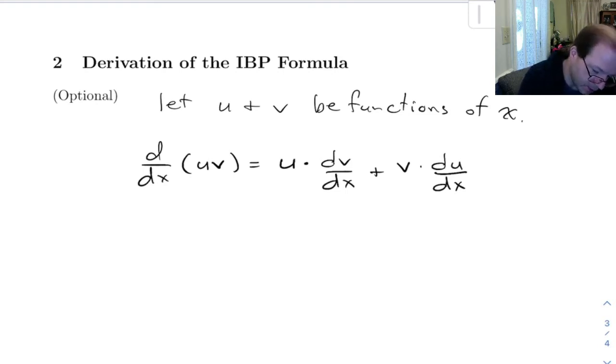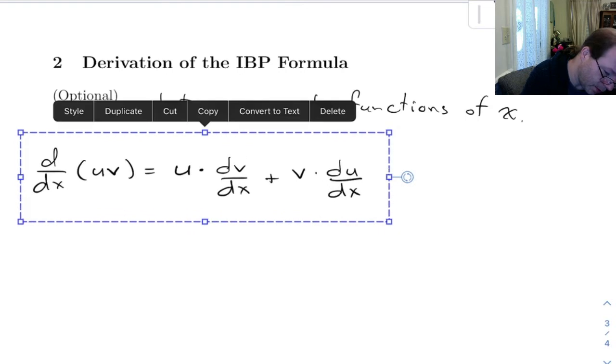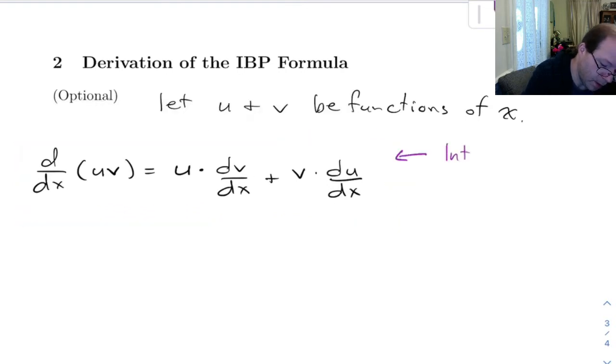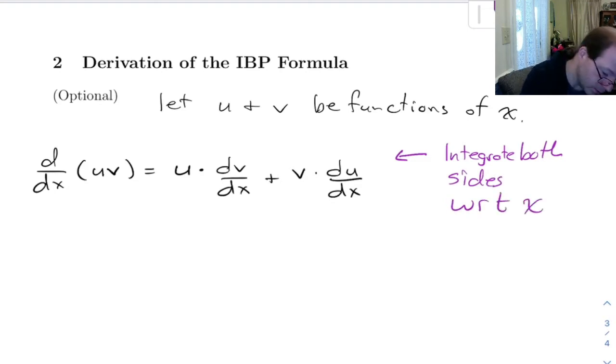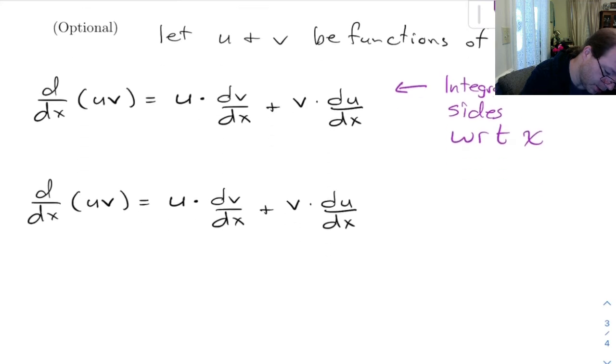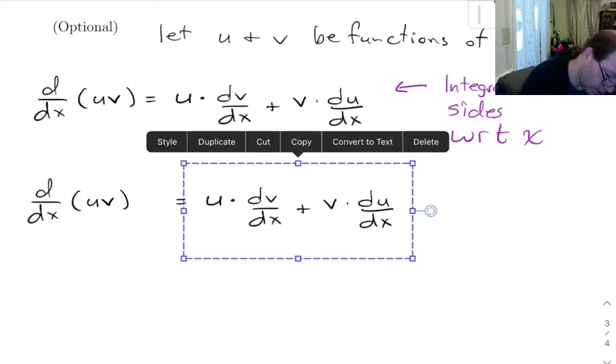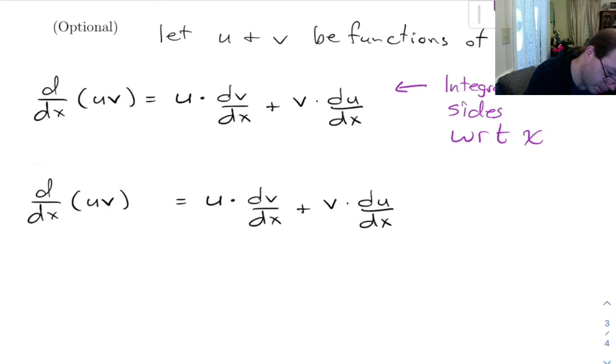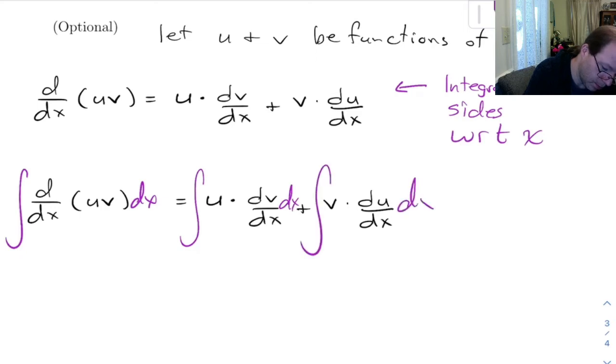All right. So now what I want to do is integrate both sides with respect to x. Let me move this over. So, integrate both sides with respect to x. So I'm going to come down here and integrate all of these with respect to x. Like that. Getting a little messy, but not too bad.